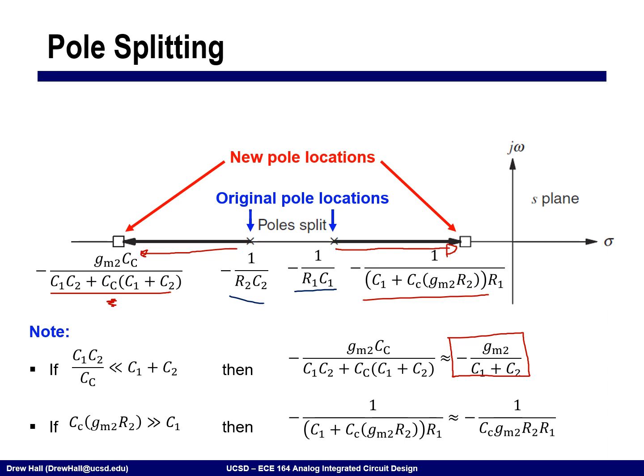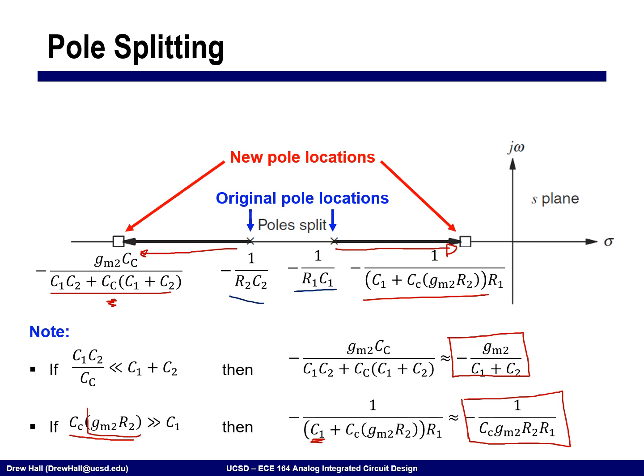And then the other thing is that if CC times GM2 R2 is much, much greater than C1, that is simply to say that the Miller multiplied version of CC is greater than the capacitance that I already had at that node, then the first pole is essentially 1 over CC times GM2 R2 R1. We're just taking away this C1 term here. Okay. So this does tell us something.